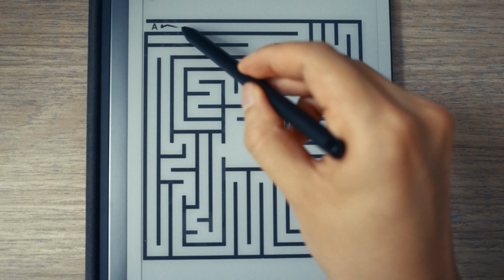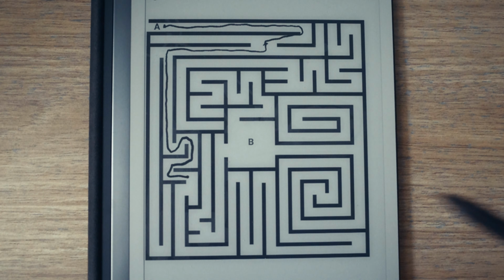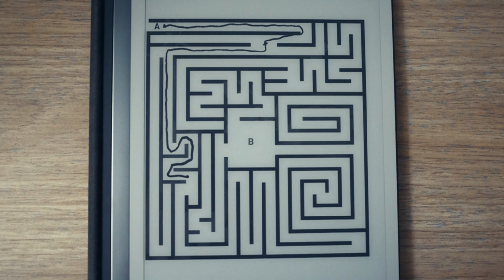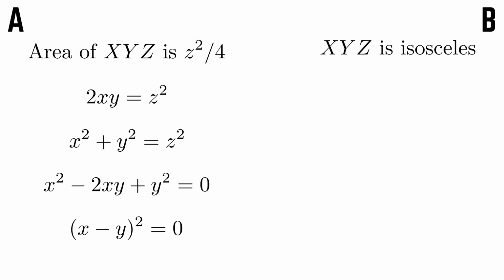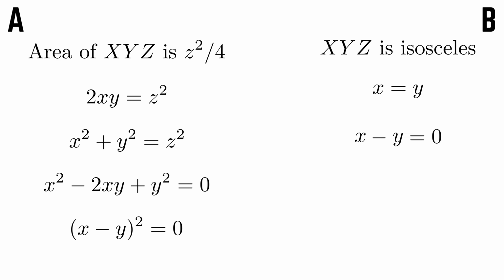You start from A and try to go to B. You hesitate about what to do next. Then you can change your mindset: start from B and go backward to A. B is what we need to prove, that the triangle XYZ is isosceles. Isosceles means that x equals y. From x equals y, we have this, and squaring both sides, we have this.